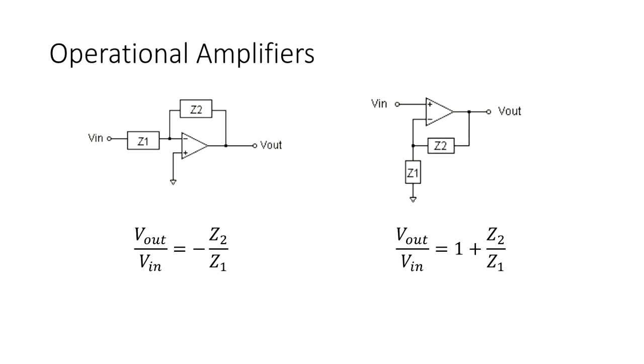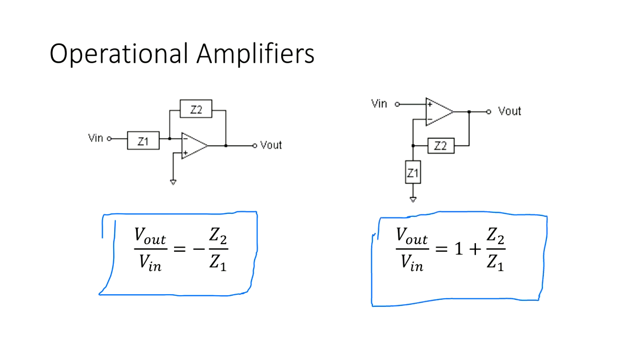Okay, operational amplifiers. We know these equations for operational amplifiers. For the inverting amplifier, we know that V out over V in is minus Z2 over Z1. While for the non-inverting amplifier, this is it, 1 plus Z2 over Z1. Is it okay?